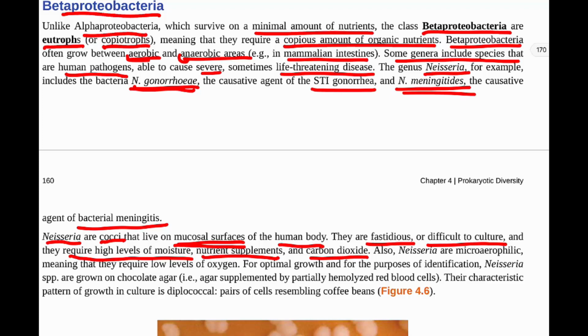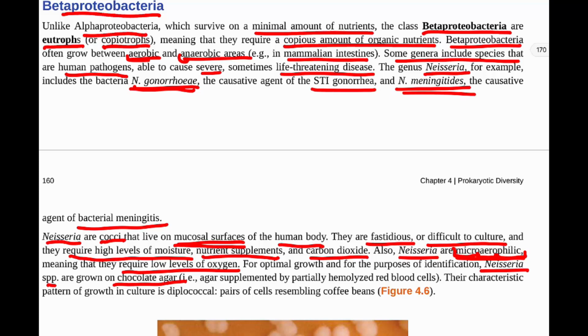Also, Neisseria are microaerophilic, meaning that they require low levels of oxygen. So micro meaning small, and then aero for oxygen, and then philic meaning loving. So they love small amounts of oxygen. So they require low levels of oxygen. For optimal growth and for purposes of identification, Neisseria species are grown on chocolate agar.